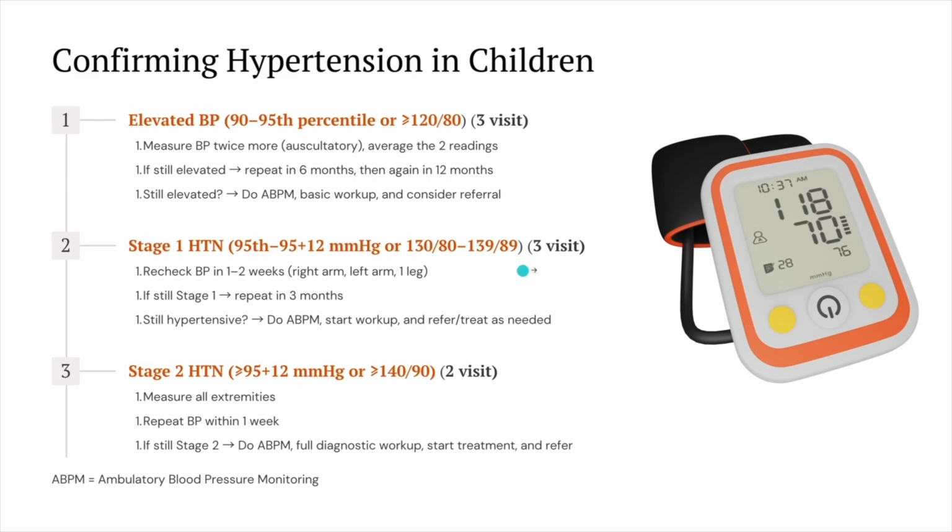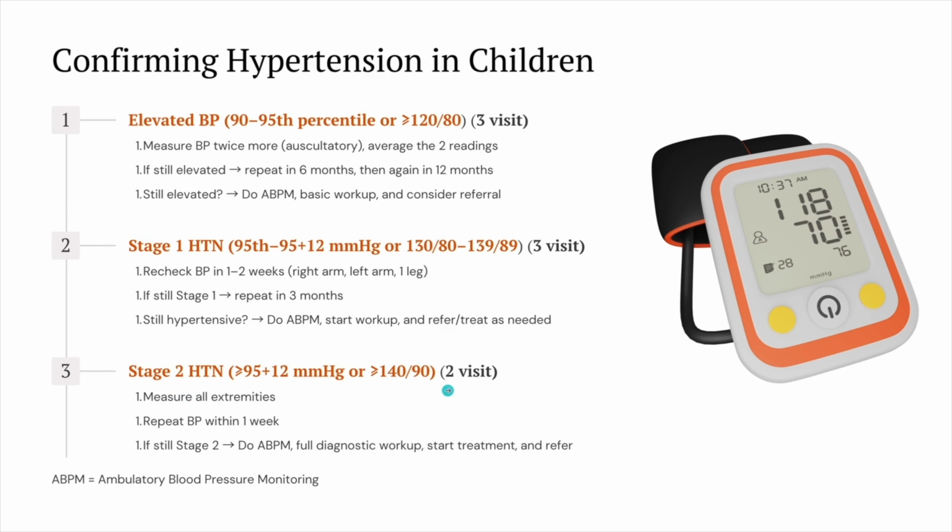For stage 1 hypertension, also you need 3 visits. So first, guidelines suggest you recheck the blood pressure in 1 to 2 weeks, especially do both arms and one leg to rule out coarctation of aorta, because in coarctation of aorta, there can be significant difference between the arm and also the leg. So if it's still stage 1, repeat in 3 months. If it's still hypertension, again, do ambulatory BP, start working up and refer or treat it.